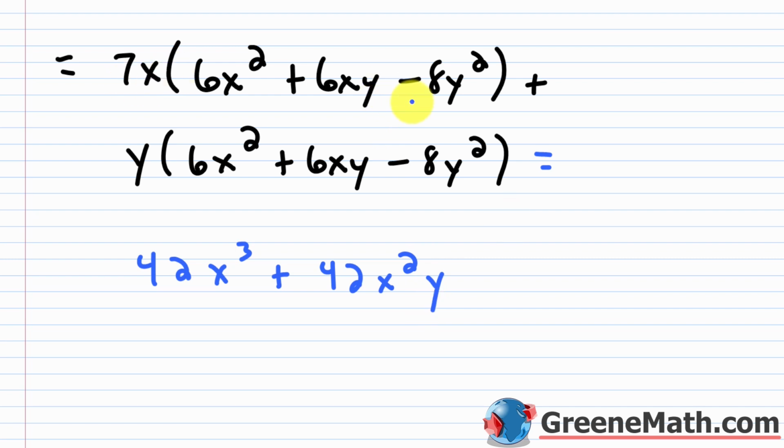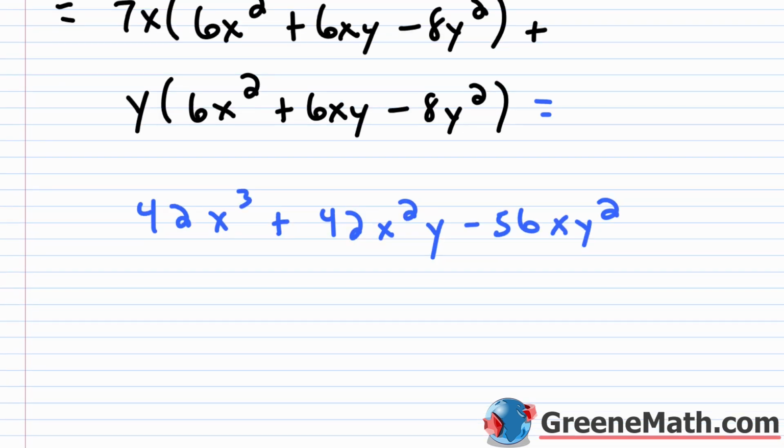Then you have 7x times negative 8y squared. So I'll put minus here. 7 times 8 is 56. And then x and then y squared. Those are just going to come along for the ride. Okay, so that part's done. Let me switch ink colors here so we can keep this separated. Let me scroll down just a little bit.